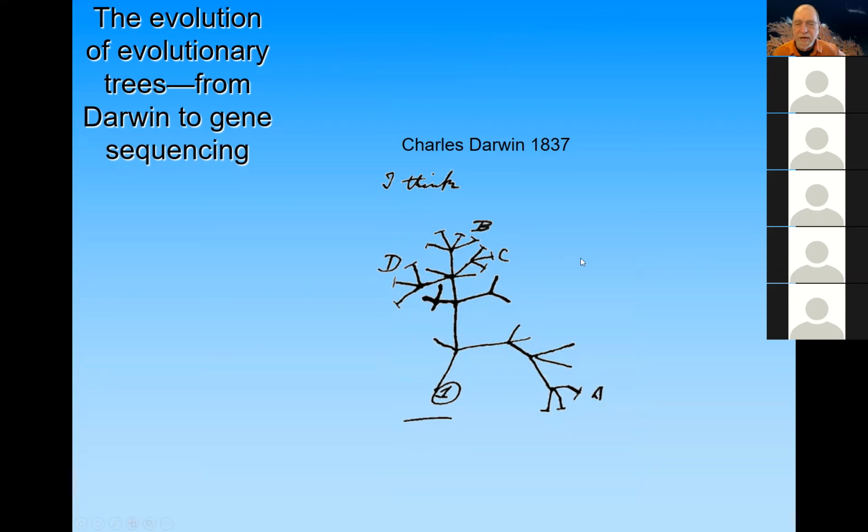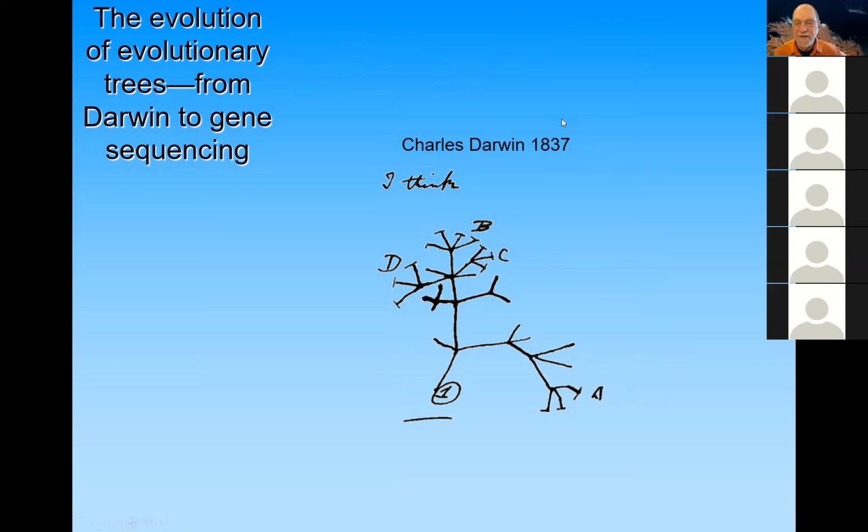So this is a drawing from Charles Darwin's notebooks, circa 1837, in which he proposed that this is the way that individual species diverged, divergent evolution from these common ancestors. 1837. Does anybody know when The Origin of Species was published? There's a trivia question for you. Well, it was published in 1859.